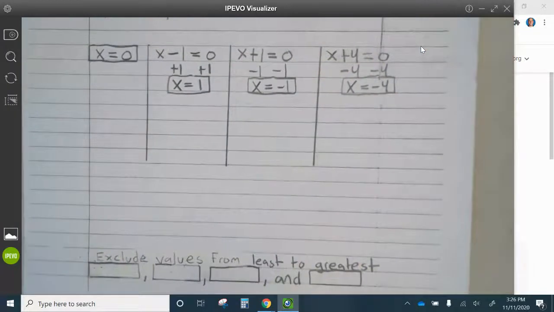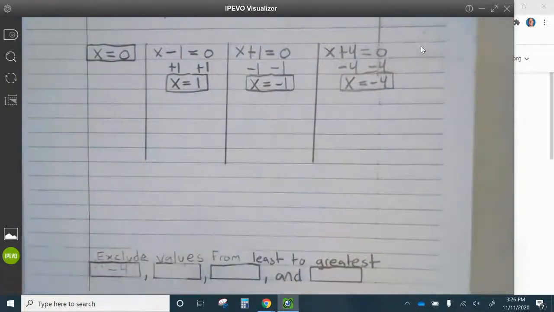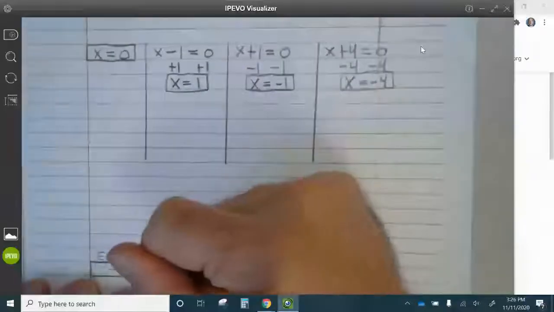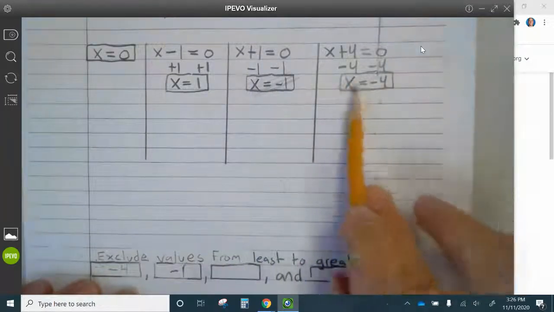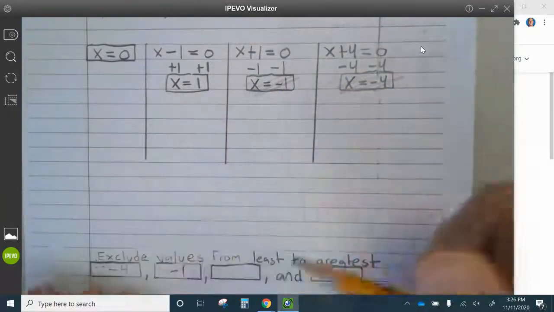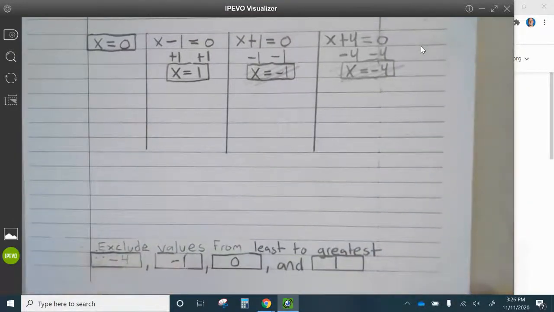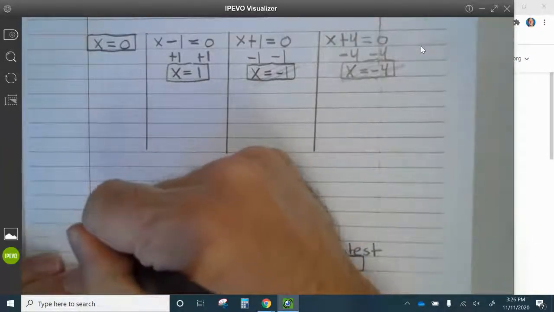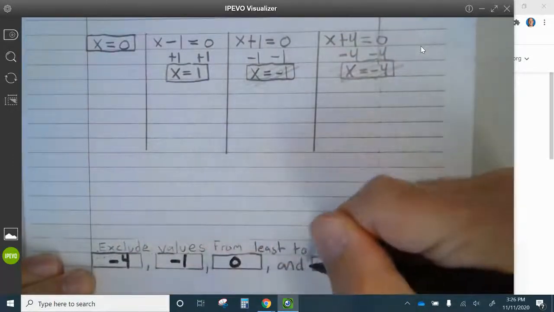Okay, well, the least would be -4. Okay, and then -1. So we're done with that. We're done with that one. And then 0, then 1. Okay, so there are your excluded values from least to greatest. Might be hard to see, so let me write this a little darker. So this is -4, -1, 0, 1.